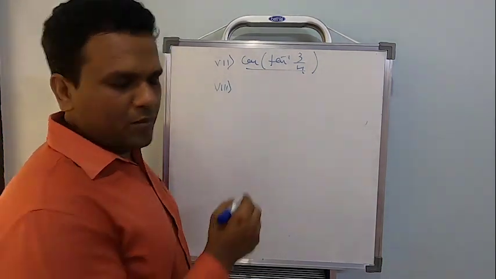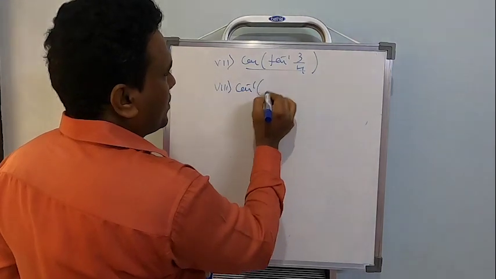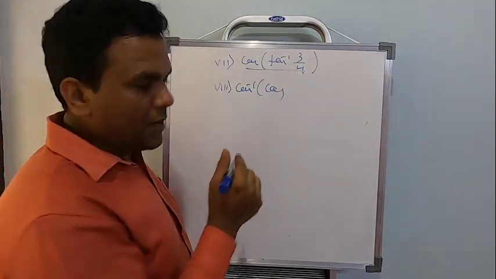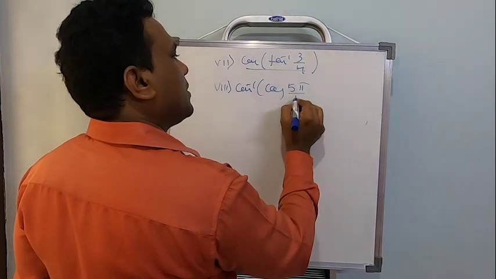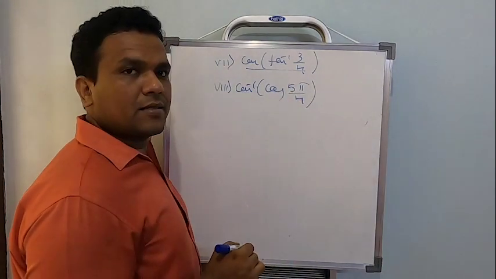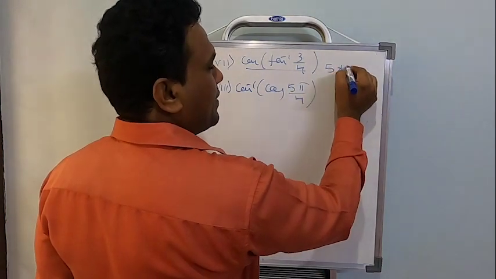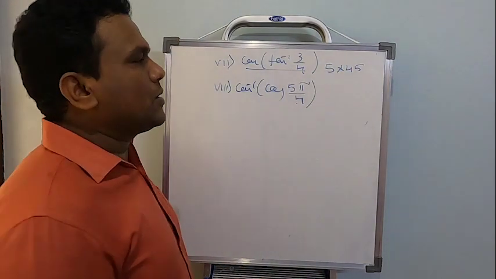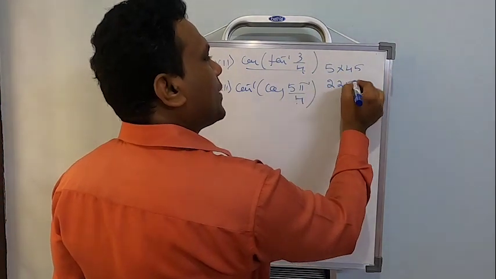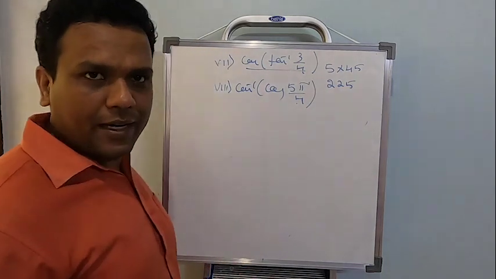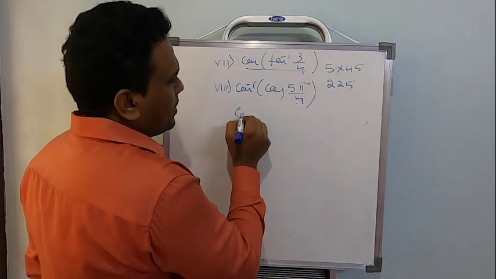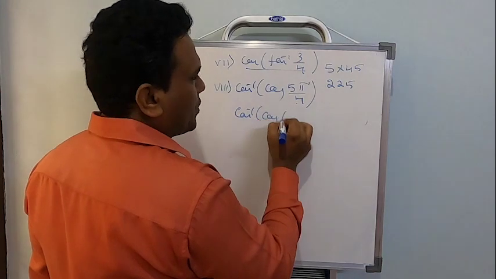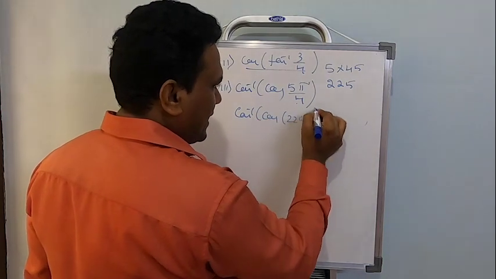So the 8th problem is cos inverse cos 5 pi by 4. I told you, if you are uncomfortable in radians, convert in terms of degrees. Pi by 4 is 45 degrees, so 5 into 45 is 225, correct? Now let me substitute back here: cos inverse of cos of 225 degrees.